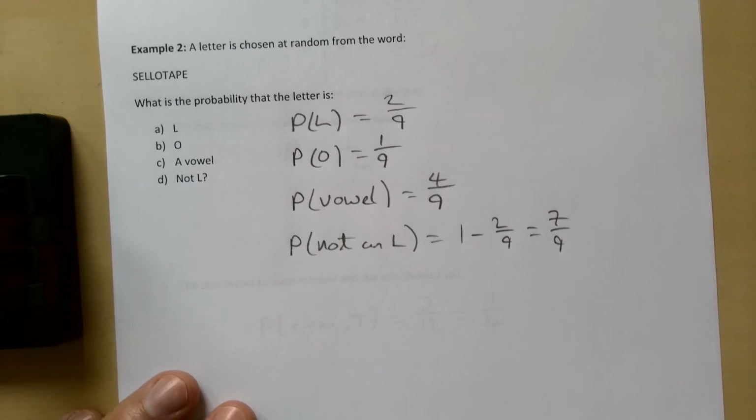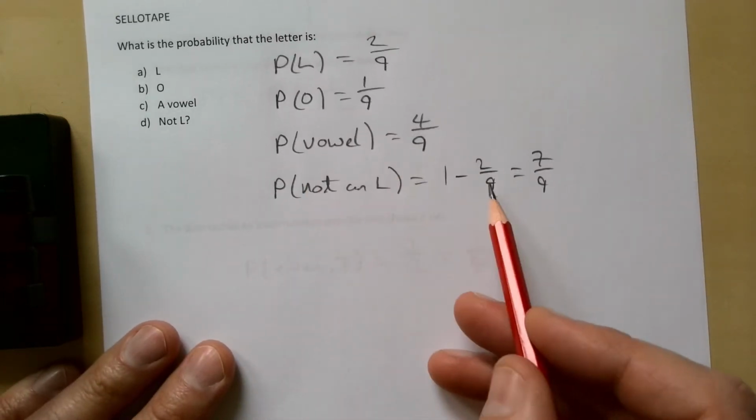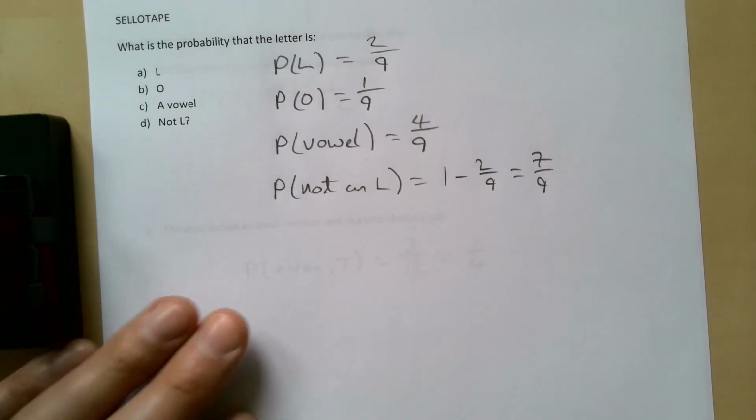And then not an L. We can use our new formula here. It is 1 minus 2/9, which we'd worked out earlier. So that gives us then 7/9.